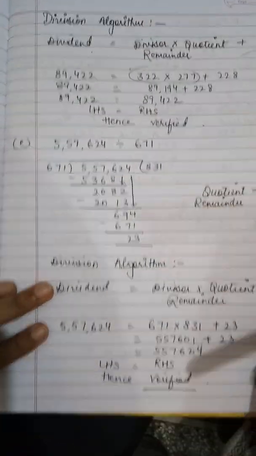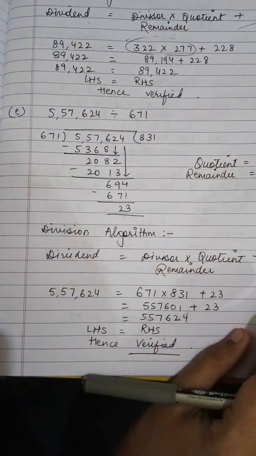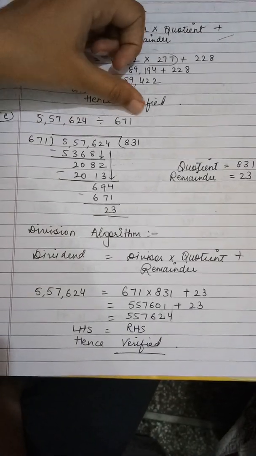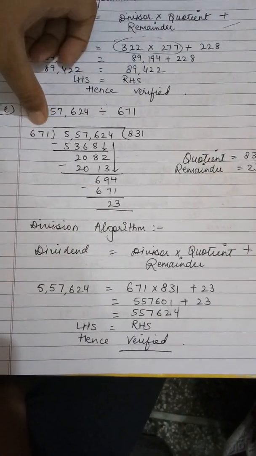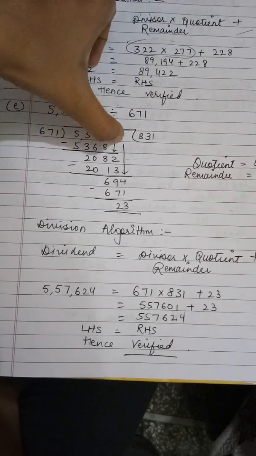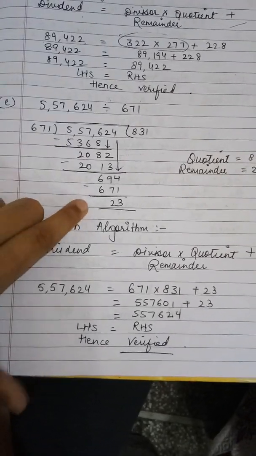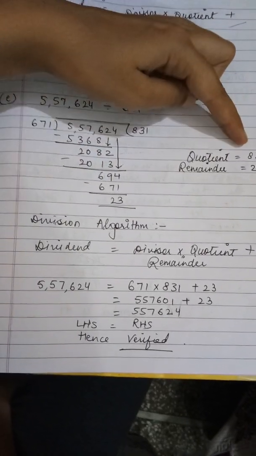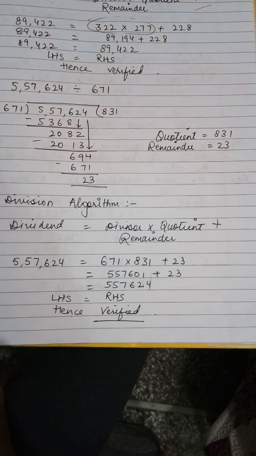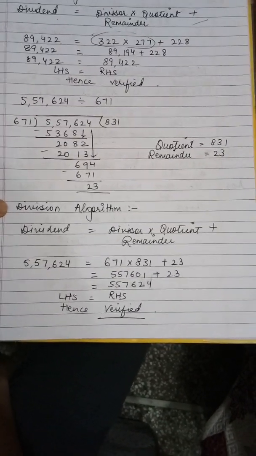Okay, so now E part also you can do by yourself. I guess you can see to it. You have to divide this big number by 671, right? Then you have to firstly see that on 671 it will go on 8, 5368. After dividing, what are you going to get as the quotient? 831. This is your quotient. Remainder is 23. Okay, then you have to find by division algorithm.